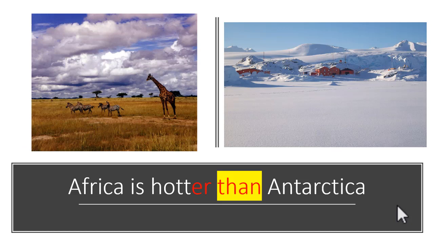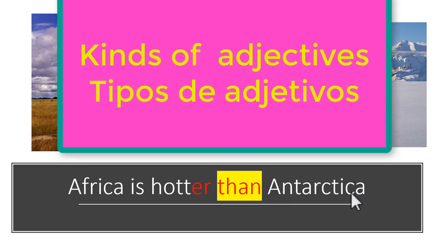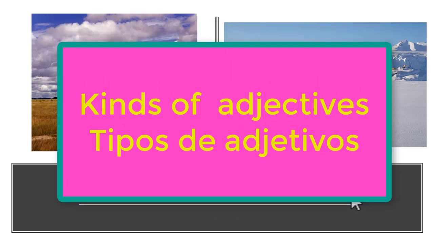Okay, here we have two places. On one side we have Africa and on the other side we have Antarctica. So we're going to compare them using the adjective hot. Which one's hotter, Africa or Antarctica? And the sentence is quite simple, as you can see. Africa is hotter than Antarctica. Hot, hotter than. So the comparative of hot, hotter. You know this, remember?